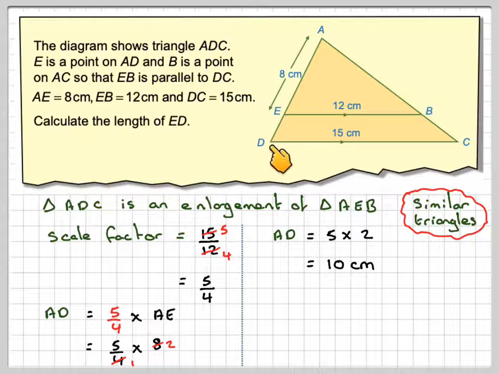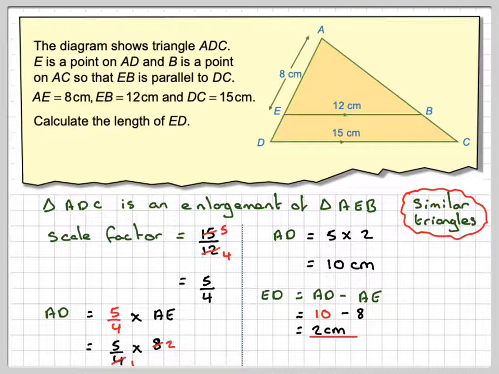So the whole of this length here is 10 centimetres, but we want to find this length here. So in order to do that, ED will be AD minus AE. So AD is 10, which we just calculated, and we're told that AE is 8, and therefore 10 minus 8 is going to be equal to 2 centimetres.